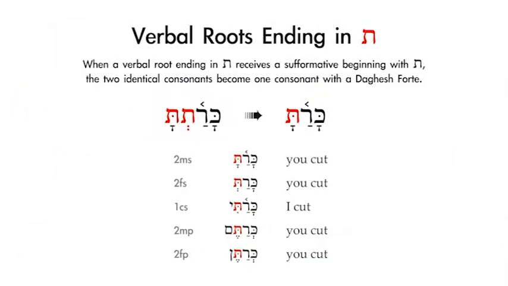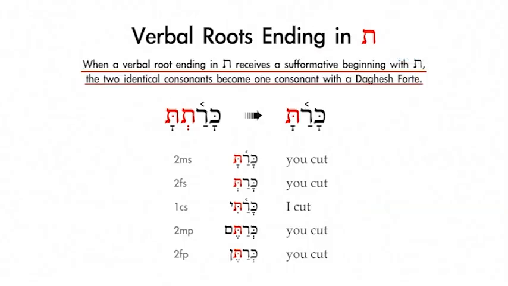There are a couple of minor spelling changes or variations that you need to be aware of when it comes to the perfect verb. The first has to do with verbal roots ending in tau. Here's what happens. When a verbal root ending in tau receives a sufformative beginning with tau, the two identical consonants become one consonant with a dagesh forte.